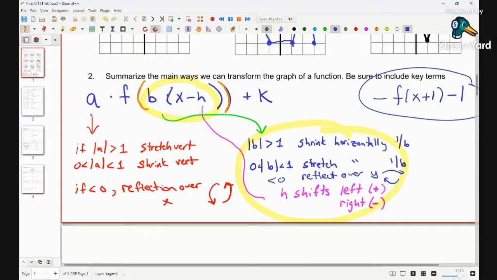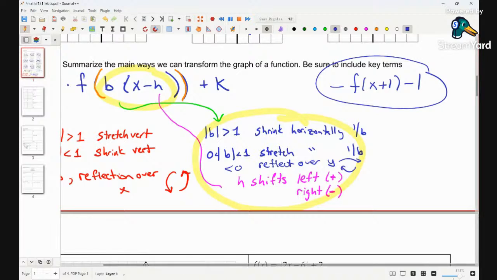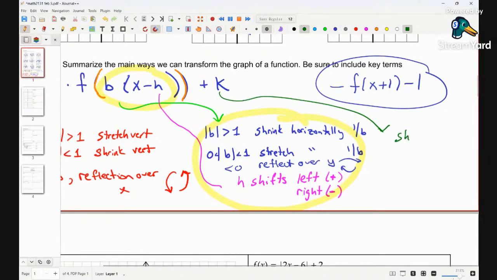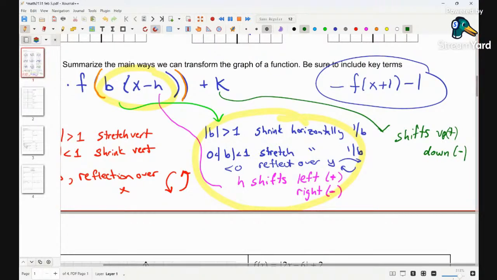Here's one outside effect, the last one's right here, K, called your vertical shift. Up if positive, down if negative. Must know, absolutely. So it shifts up with a positive sign or down with a minus sign.